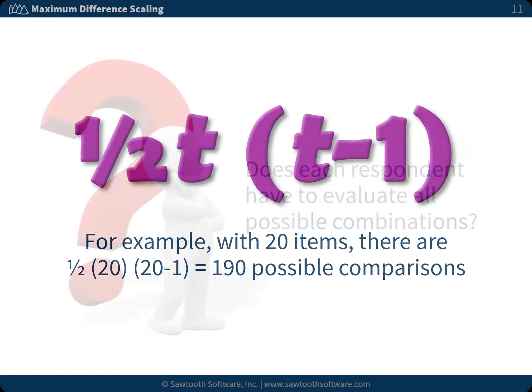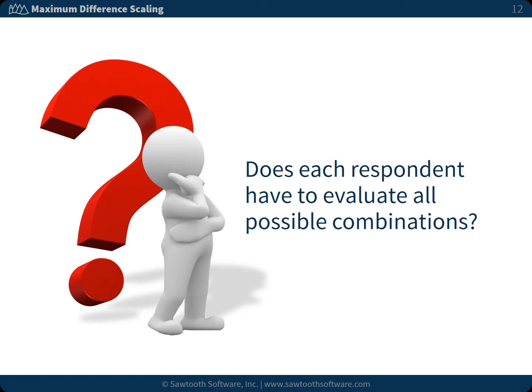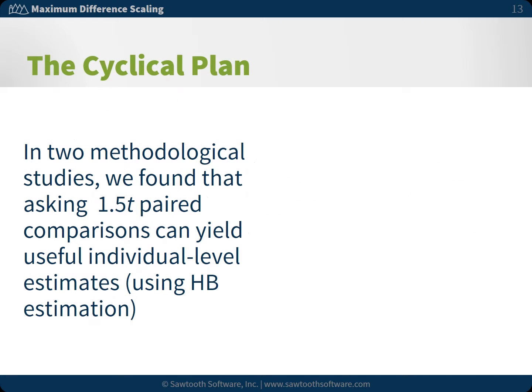Now, does each respondent have to evaluate all possible combinations? Well, if we are willing to make some assumptions, and particularly if we use some advanced techniques such as HB and latent class, then the answer is no. In 2 methodological studies, we found that asking 1.5T paired comparisons can yield useful individual level estimates using HB estimation. 1.5T comparisons can be designed using a cyclical plan.